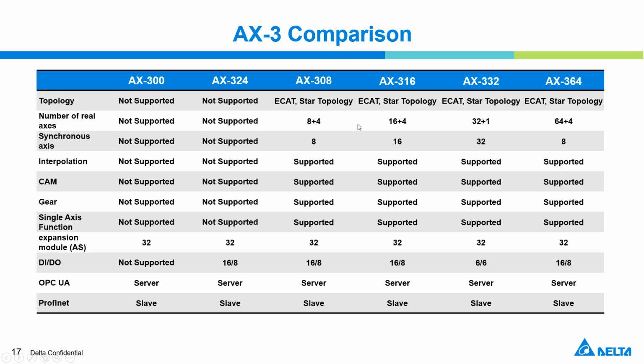Okay, and starting from here, 308 to 364, for the synchronized axis, the number is listed down here, and it has the same definition as this one. For example, this means the maximum number of axes this module can control. For synchronized axis is 16. For the position axis is 0. So the total is 16. And the added 4 means controlled by pulse.